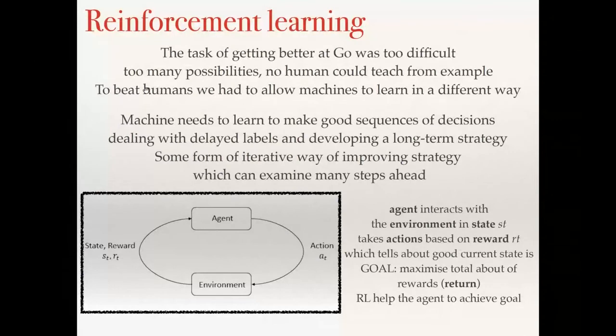So what we need in terms of arriving at a strategy is to make machines learn to make good sequences of decisions, not just one decision, not just one set of little decisions, but sequences of decisions that lead to the best long-term goal. So this algorithm needs to deal with delayed labels and be able to develop a long-term strategy.